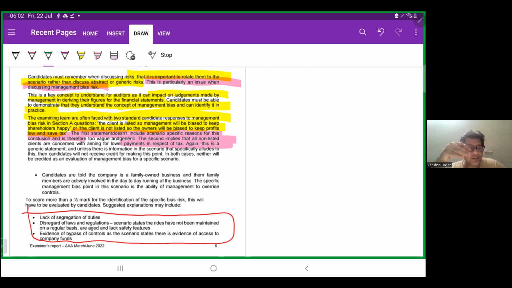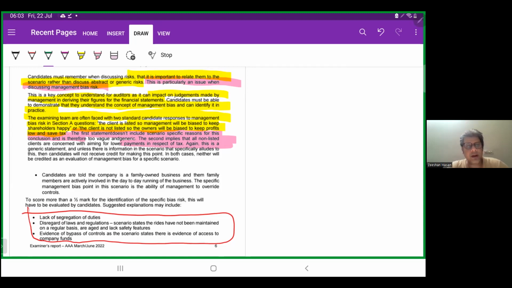Either the client is listed, so management will be biased to keep shareholders happy, or the client is not listed, so the managers will be biased to keep profits low and save tax. The first statement doesn't include a scenario-specific reason for this conclusion and is therefore too vague and generic. The second implies that all non-listed clients are concerned with aiming for lower payments in respect of tax. Again, this is a generic statement, and unless there is information in the scenario that specifically alludes to this, candidates will not receive credit for making this point. In both cases, neither will be credited as an evaluation of management bias for a specific scenario.